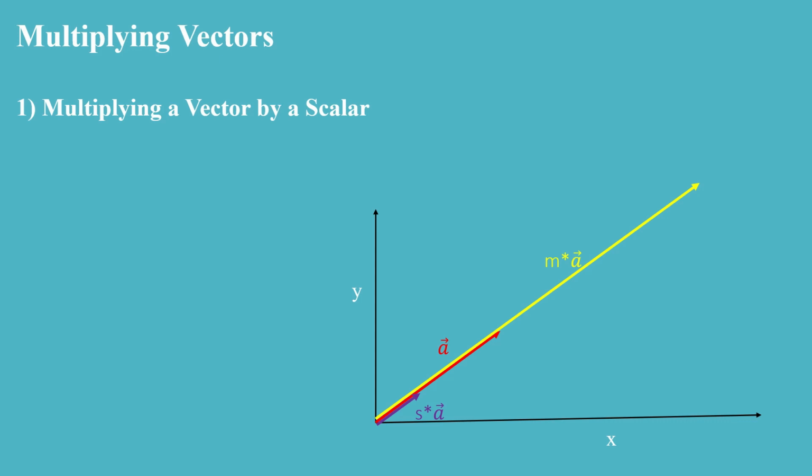Let me show you an example. For example, m times A is going to be 2 times vector A, and at this point I have a longer vector. And for s, it is going to be a number times vector A, so I'm going to multiply by half of the vector. And this is a way I can make a vector shorter or longer.